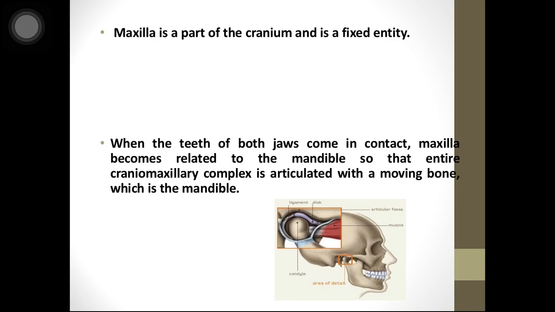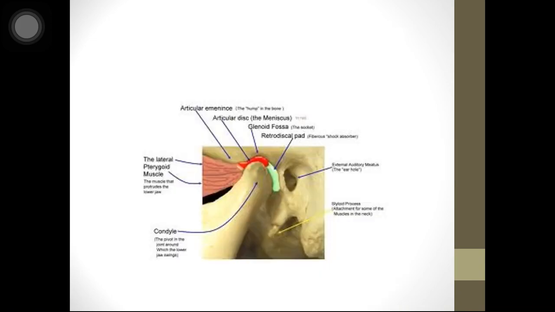This is the anatomy of the temporomandibular joint. This is the condyle and articular eminence. This is maxilla and this is the mandible.